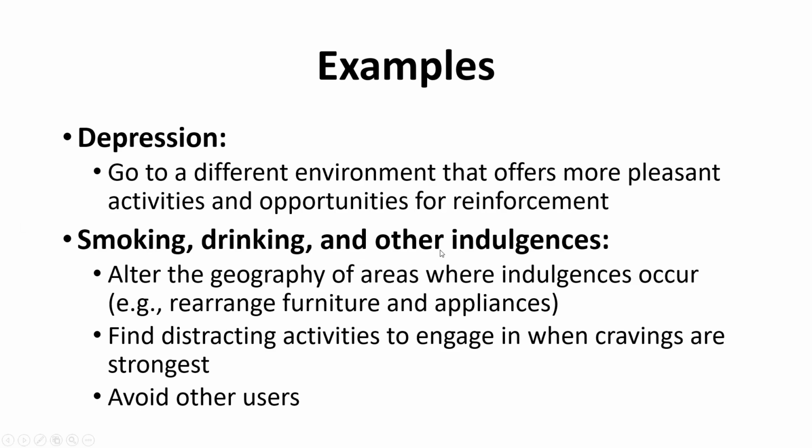For smoking, drinking, and other indulgences, back to that example, you can alter the location. So if there's a place like a local bar where whenever you go there, you usually have a few drinks, if you're trying not to drink, then maybe don't go to that bar. If you have a corner of your house where you usually have a setup of alcohol and you would have drinks, then maybe rearrange the furniture there. Maybe don't sit in that corner. Alter your environment so that it's less likely that you're going to drink.